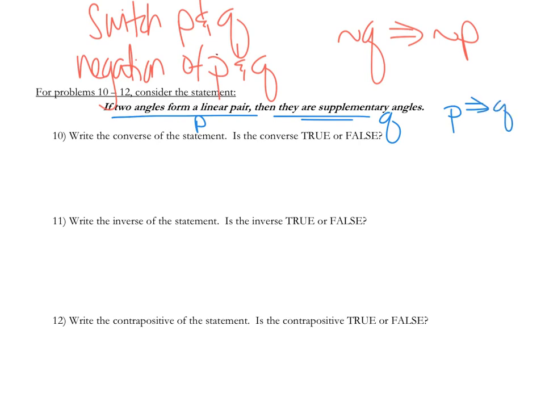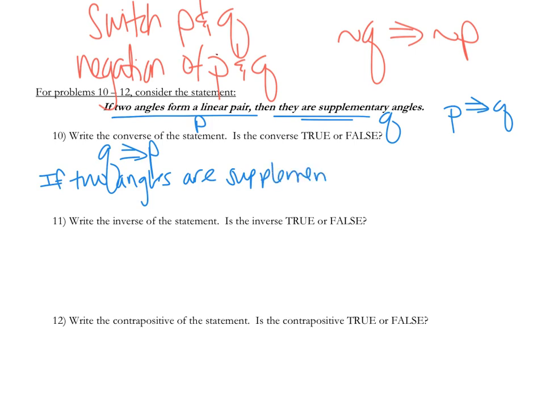Okay. The converse of the statement is Q, then P, flipping the order. Okay. So if two angles are supplementary, then the two angles form a linear pair.